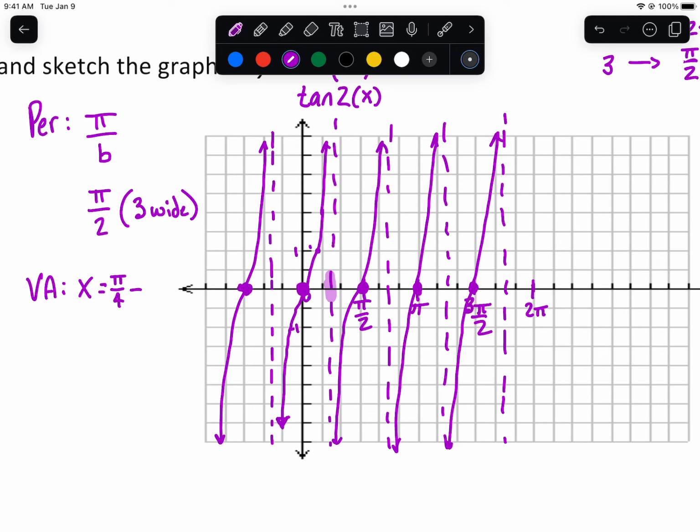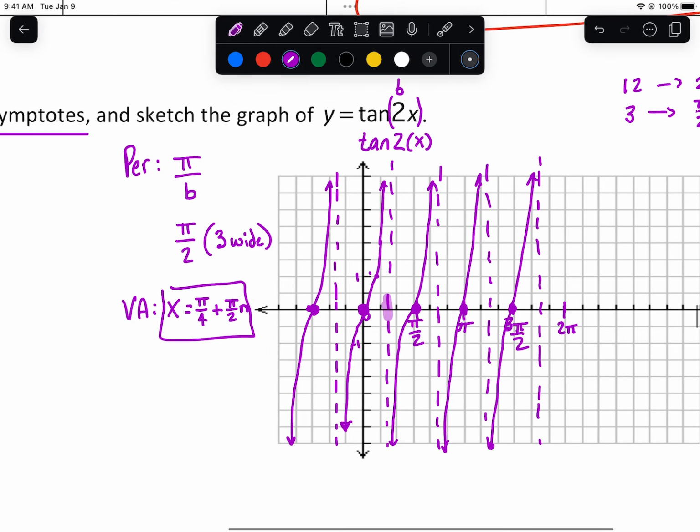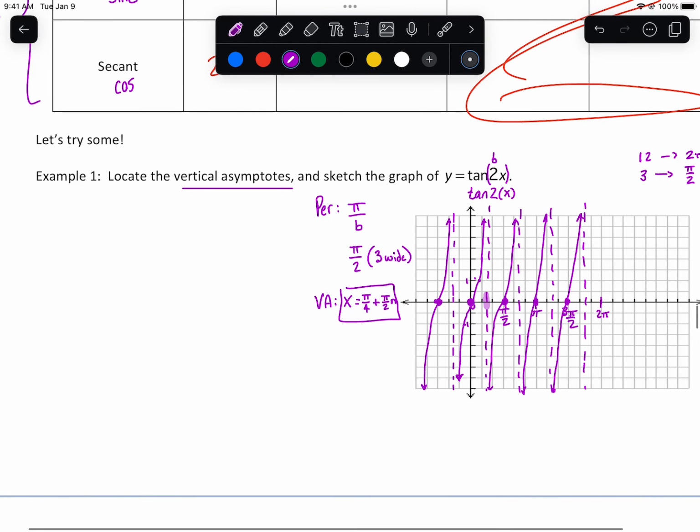And then it's happening every pi over 2, actually. Normally it happens every pi, but since the period's been changed here to pi over 2, it's actually every pi over 2. And that will be your location of your vertical asymptotes. And don't try and simplify that down. n can be any number, so just like that, it should be good enough. So I think we got everything. Locate the vertical asymptote, sketch graph, we're good to go.